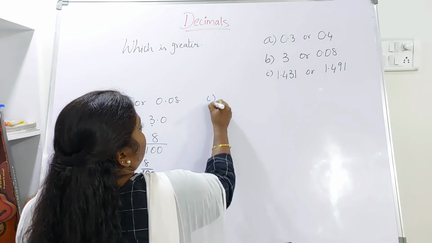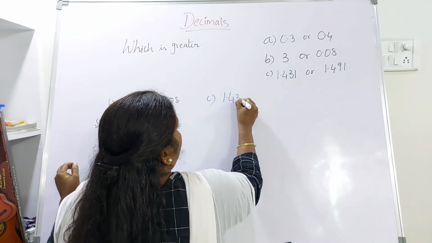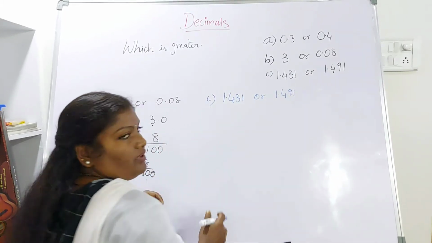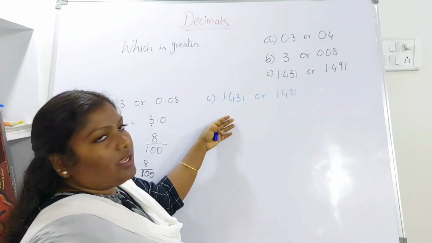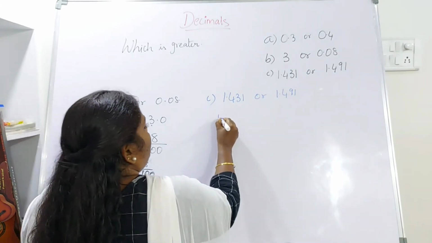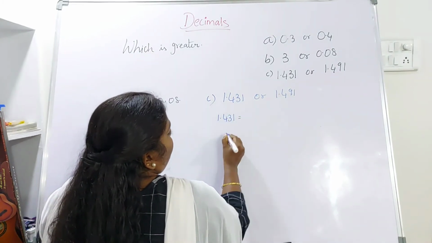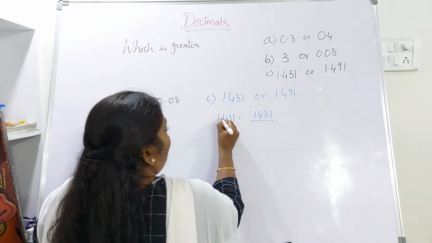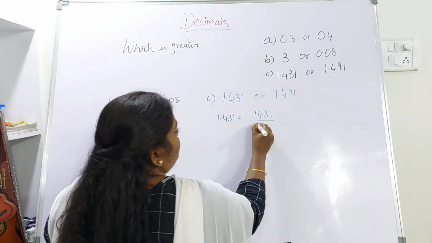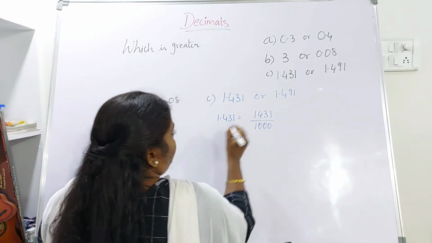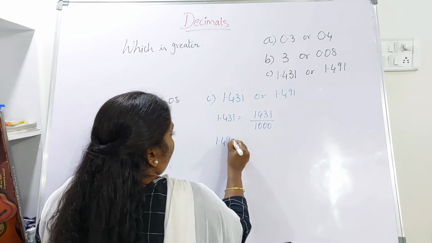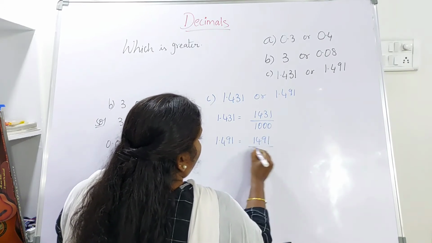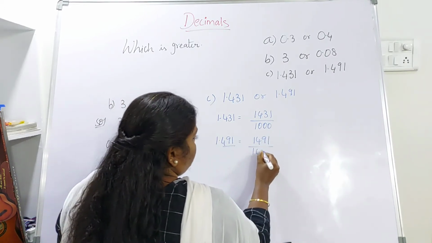That is C, 1.431 or 1.491. Now here we have a decimal fraction, we need to convert into fraction. So 1.431 can be converted as, write the number 1431 by. Now after the decimal point you have 3 digits, so it is 1000. Next 1.491, that is 1491 by, how many digits you have? 3 digits, so it is 1000.